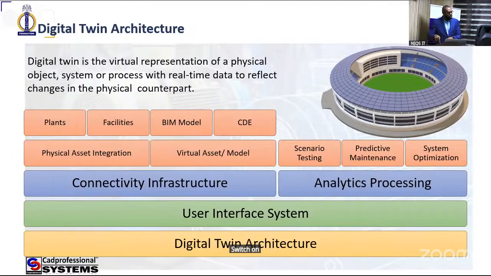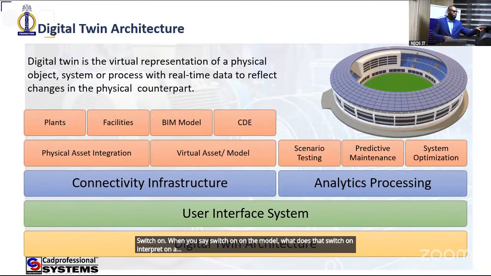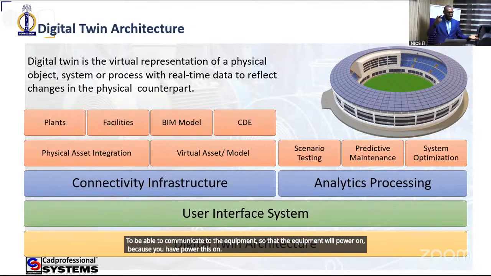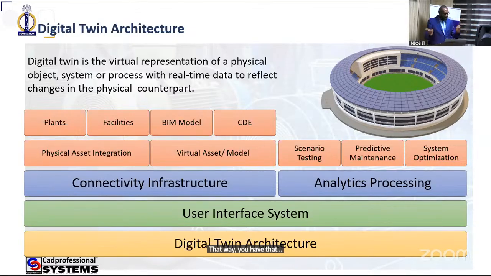When you say switch on the model, what does that switch on interpret on the actual equipment itself, the physical equipment itself? So it has to find a way to transfer the on that you have placed on the model, transfer it again to be able to communicate to the equipment so that the equipment will power on because you have powered it on. That way you have that processing back and forth.